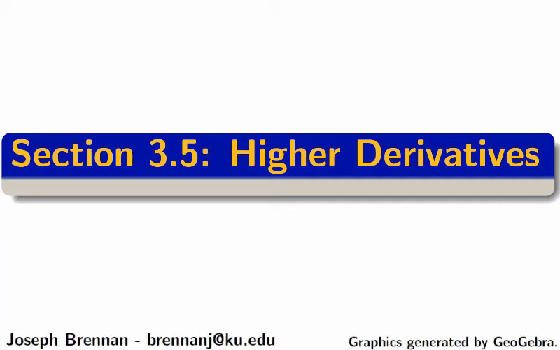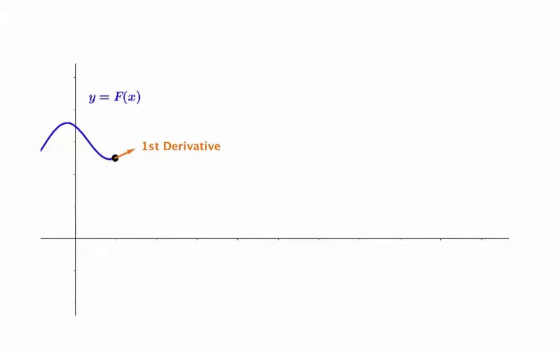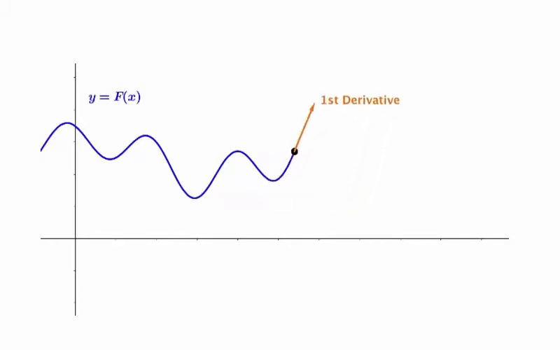Hello and welcome to section 3.5 on higher derivatives. The derivative of a function at a point indicates if the function is increasing or decreasing at that point. We can use this information to discuss the shape of a function's graph. In this section, we assume that the function f is differentiable on an interval. This means that the function is continuous along the interval.